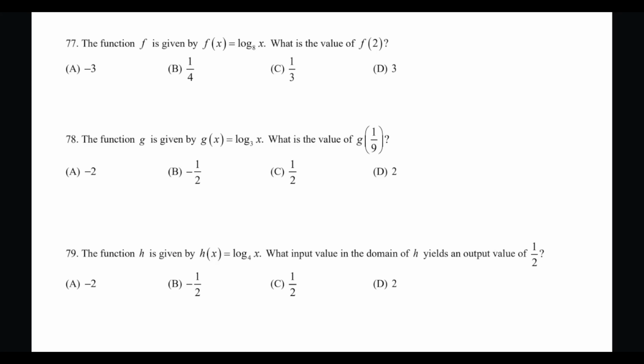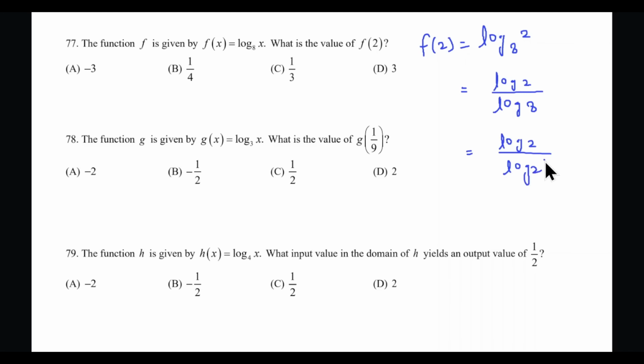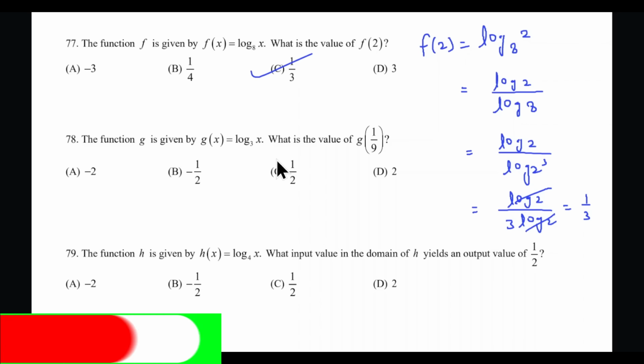All right, guys, moving to logs. The function is given by log of x with base 8. What is f of 2? This is all no calculator, guys. So f of 2 is equal to log of 2 with base 8, which can be written as log of 2 over log of 8, change of base property. 8 can be written as 2 cubed, so this can be written as log 2 over 3 log 2. Log 2 gone, and we are just left with 1 over 3. 1 over 3 is option C. That should be our final answer.